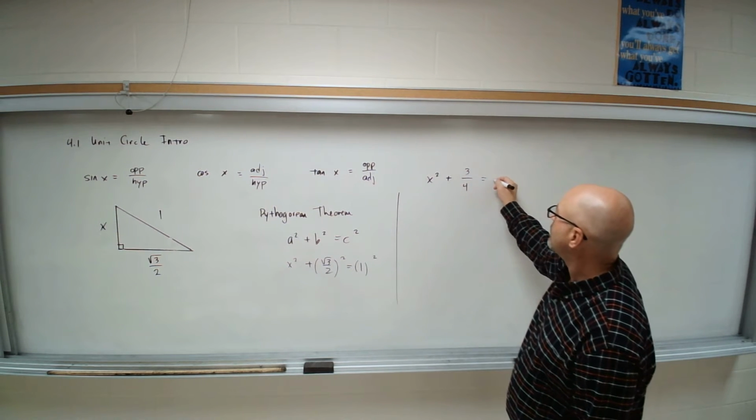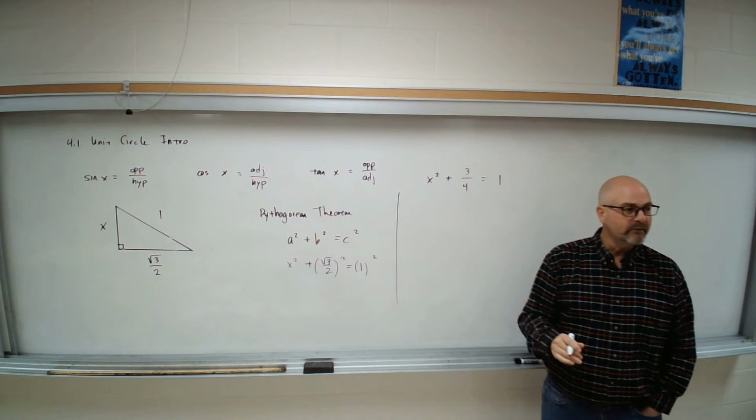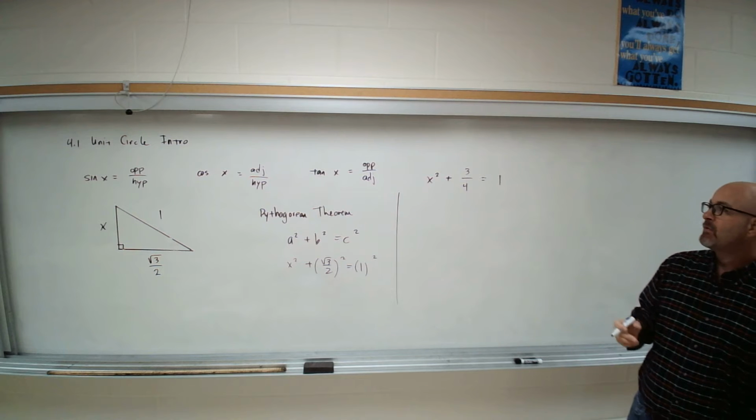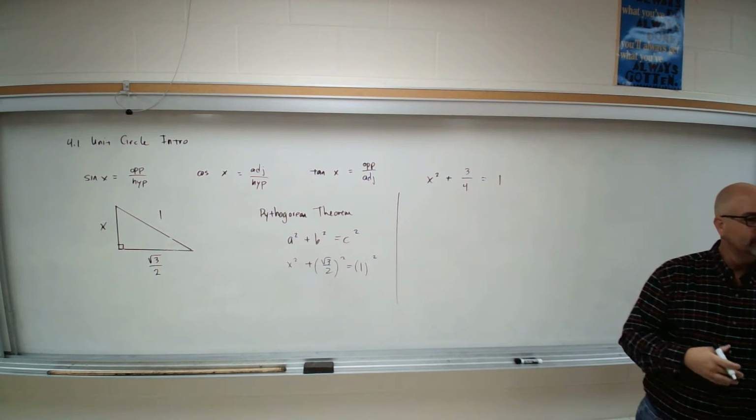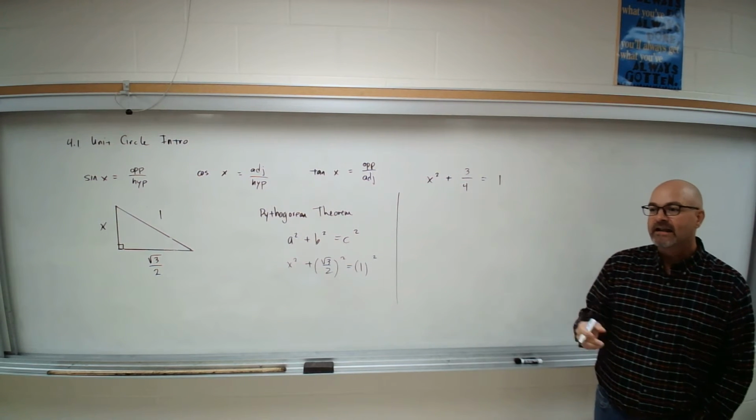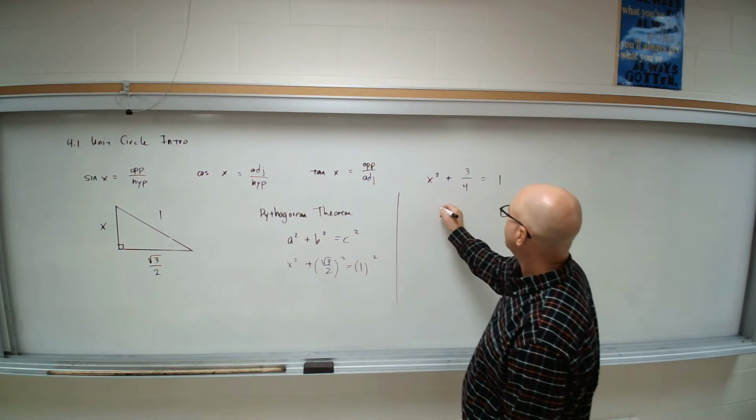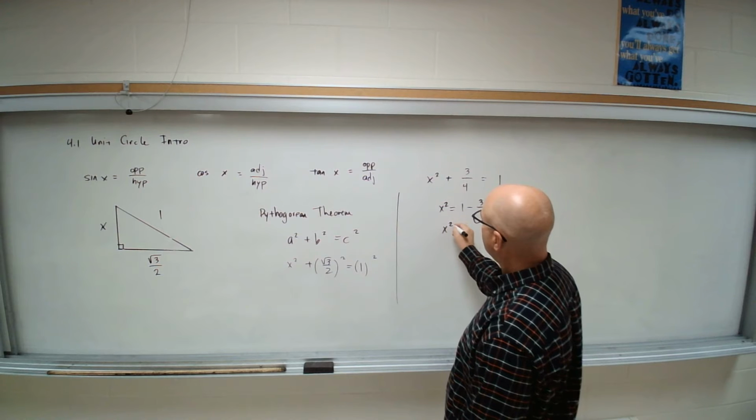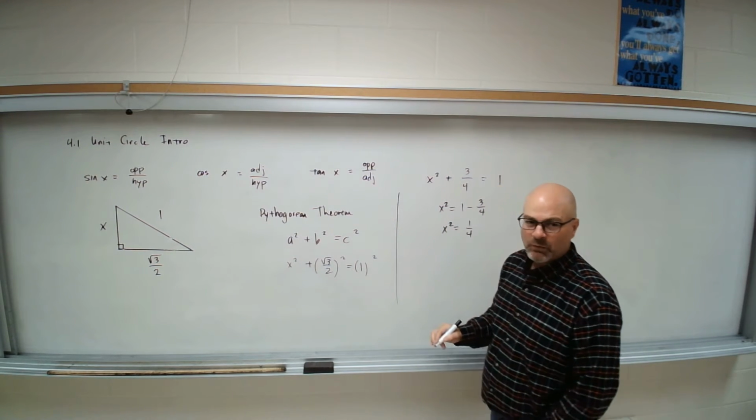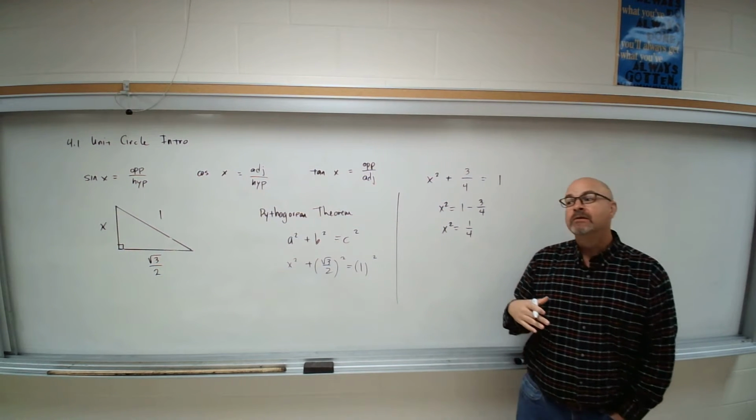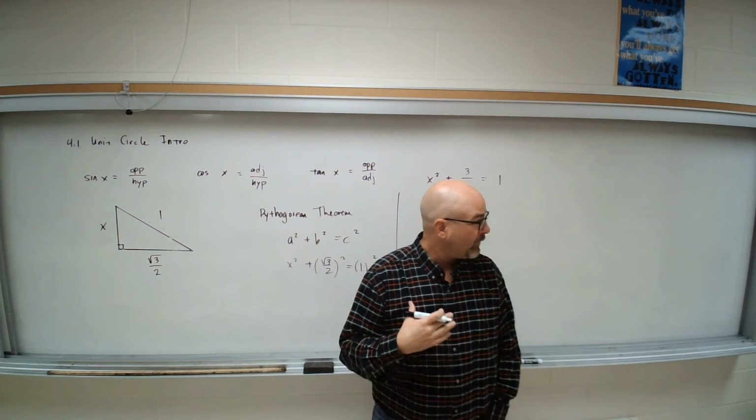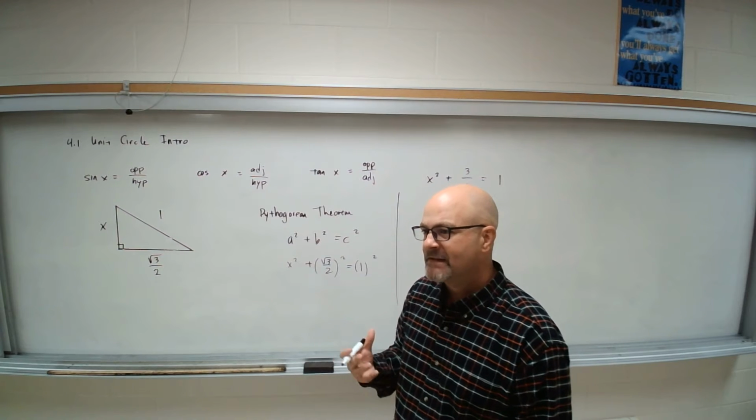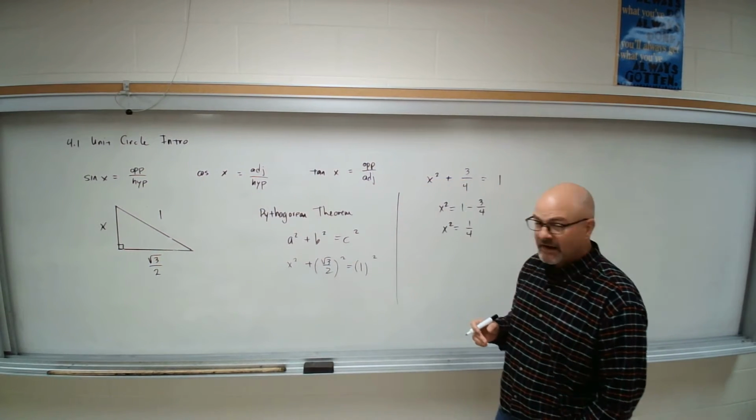And that's going to equal 1 squared, which is just 1. So here we have x squared plus 3/4 equals 1. We're going to solve for x, so we're going to isolate x. We're going to do x squared equals 1 minus 3/4, which is 1/4. So for some of you, working with all the fractions is going to be a little bit of a challenge. It's going to be something that you're going to get to refine that skill.